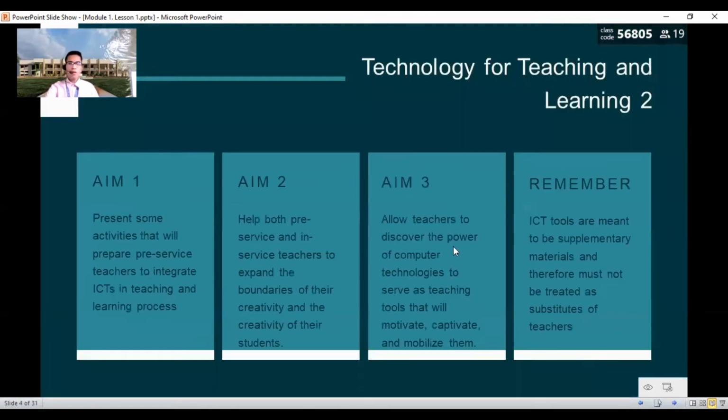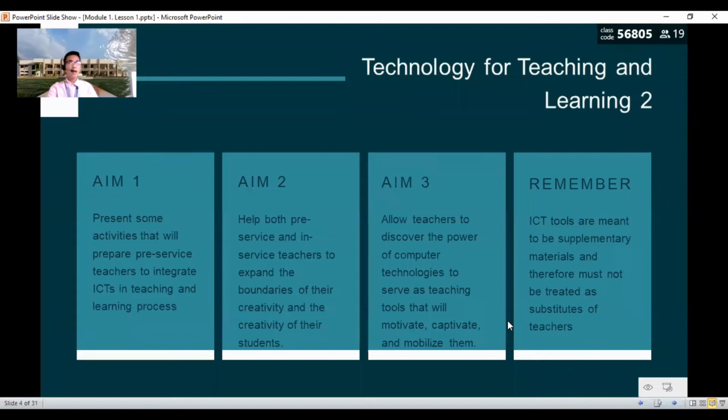What are the aims of this technology for teaching and learning subject? First is to present some activities that will prepare you, my students, pre-service teachers, to integrate ICTs in the teaching and learning process. Ito yung pinaka-purpose natin dito. Second, to help both the pre-service and in-service teachers expand the boundaries of their creativity and the creativity of their students. Not only the creativity of the teachers, but also the creativity of your students.